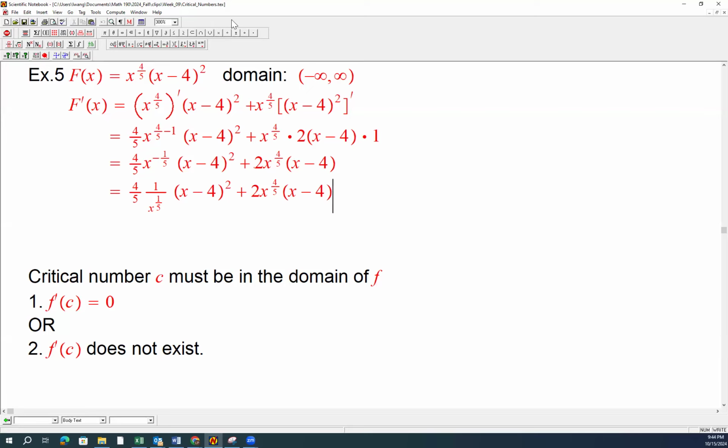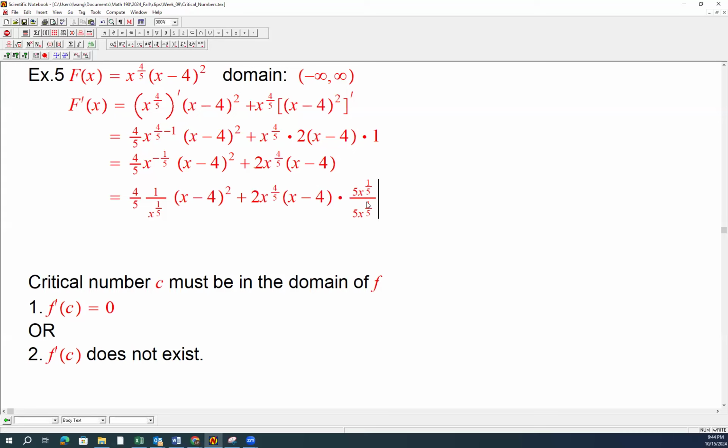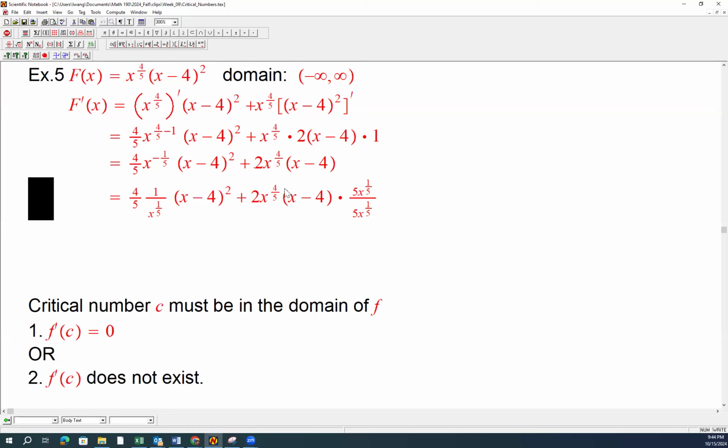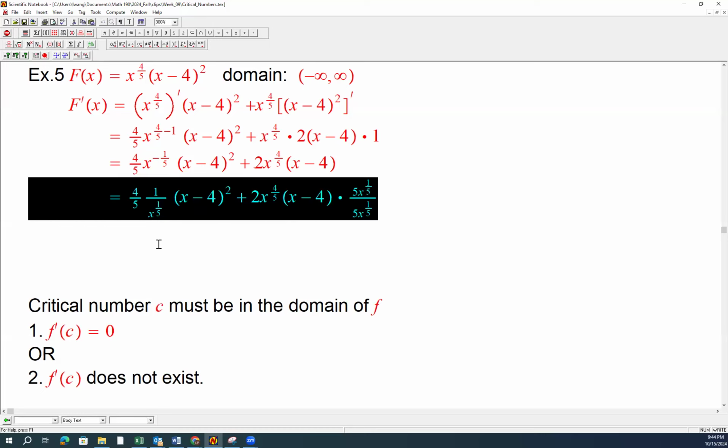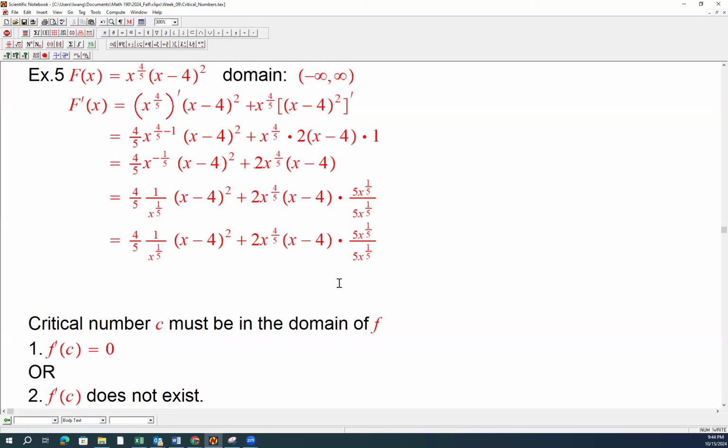We don't have that here. So on this piece, I'm going to multiply 5 times x raised to the power 1/5 on the numerator and on the denominator. So I multiply by 1. Anything times 1 stays the same. With that process, okay, I'm going to do simply. Now I got the same denominator as the other one.